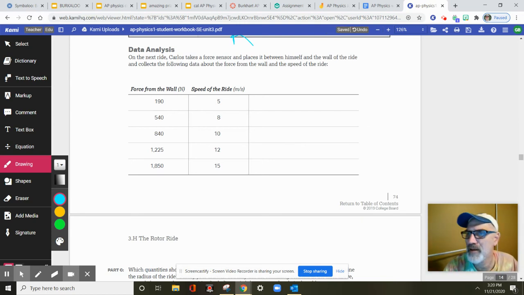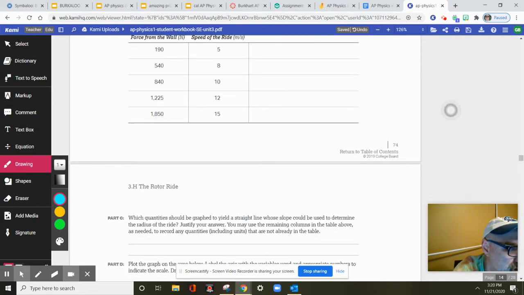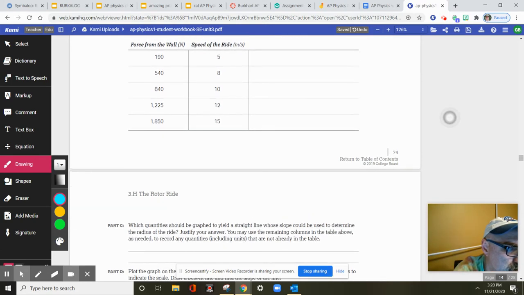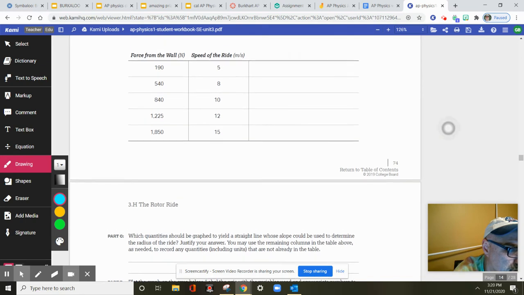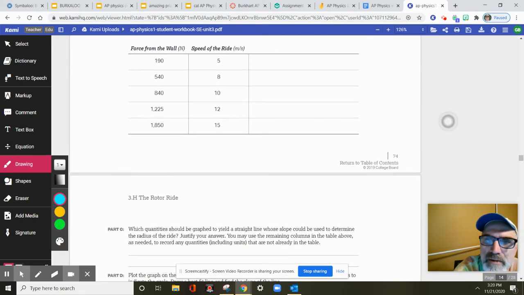On the next ride, Carlos takes a force sensor and places it between himself and the wall of the ride and collects the following data about the force from the wall and the speed of the ride. Cool, Carlos. Which quantity should be graphed to yield a straight line whose slope could be used to determine the radius of the ride? Justify your answer. You may use the remaining columns in the data table.